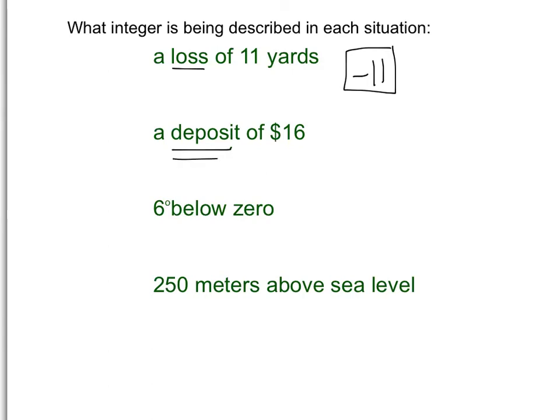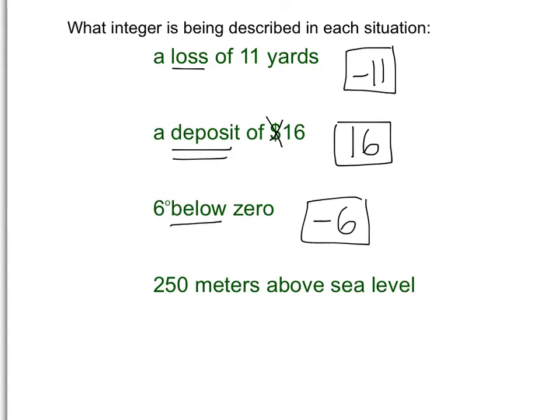A deposit, some people don't know what that means because you don't have a bank account yet. A deposit means you put money into the bank. If you're adding money to the bank, that's going to be a positive thing. Notice how when I write an integer, I did not include the symbol that goes with it because it's just an integer. A withdrawal is the opposite of a deposit. It's where you take money out of your bank account, and that would be a negative thing. 6 degrees below 0. Below 0 is negative, so -6. And above 0 would be positive. 250 meters above sea level would just be a positive 250.